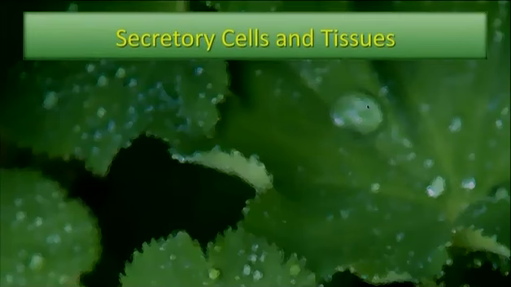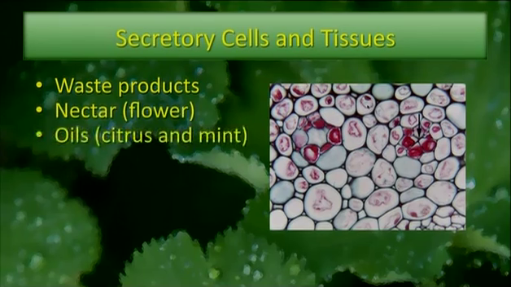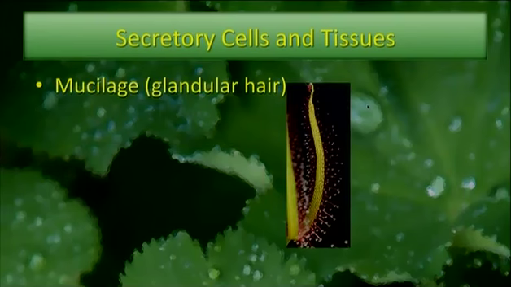Now we have secretory cells and tissues. They secrete waste products for one thing, and they secrete nectar in the flower, and also essential oils such as citrus and mint. Remember that this comes from the Golgi apparatus. Perfumes and hormones are also secreted by secretory cells and tissues.